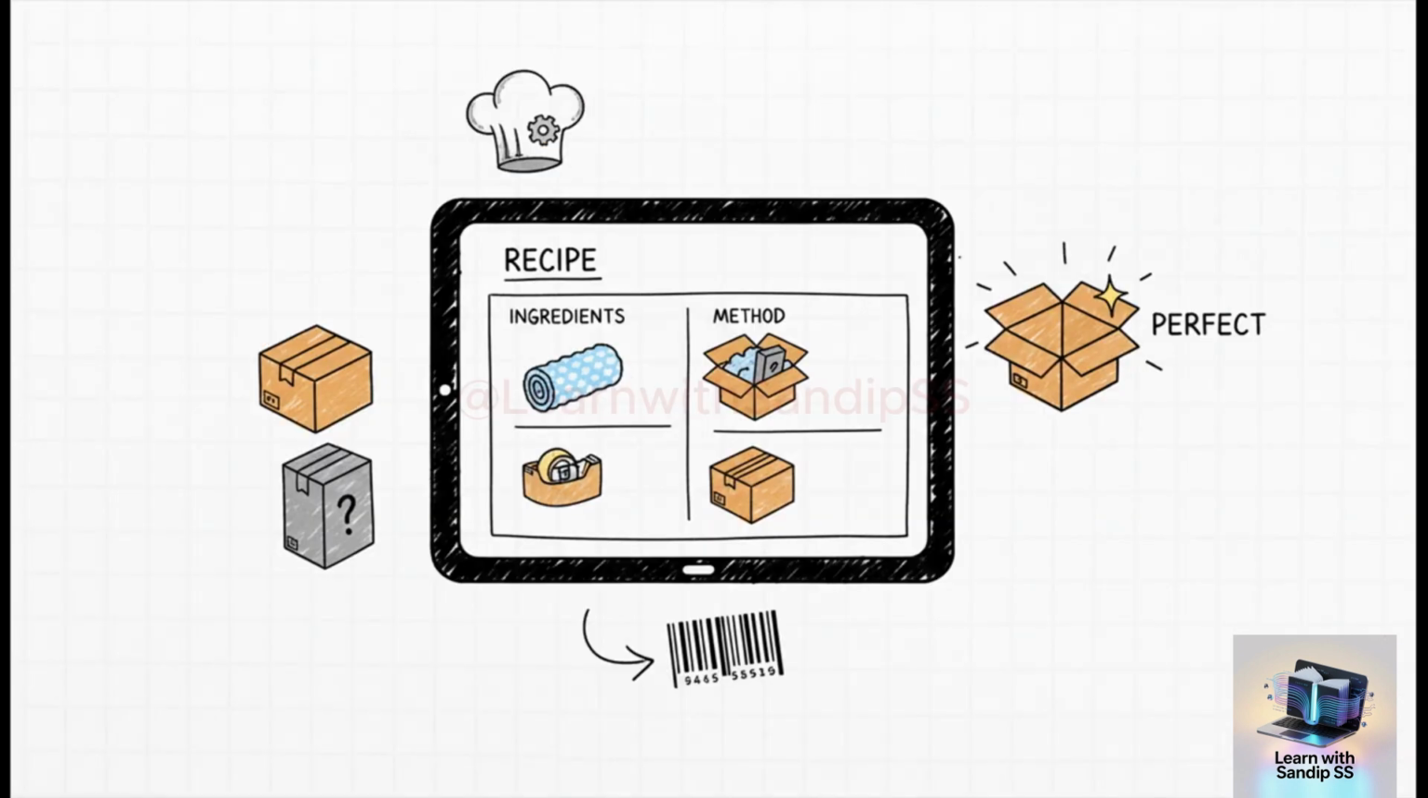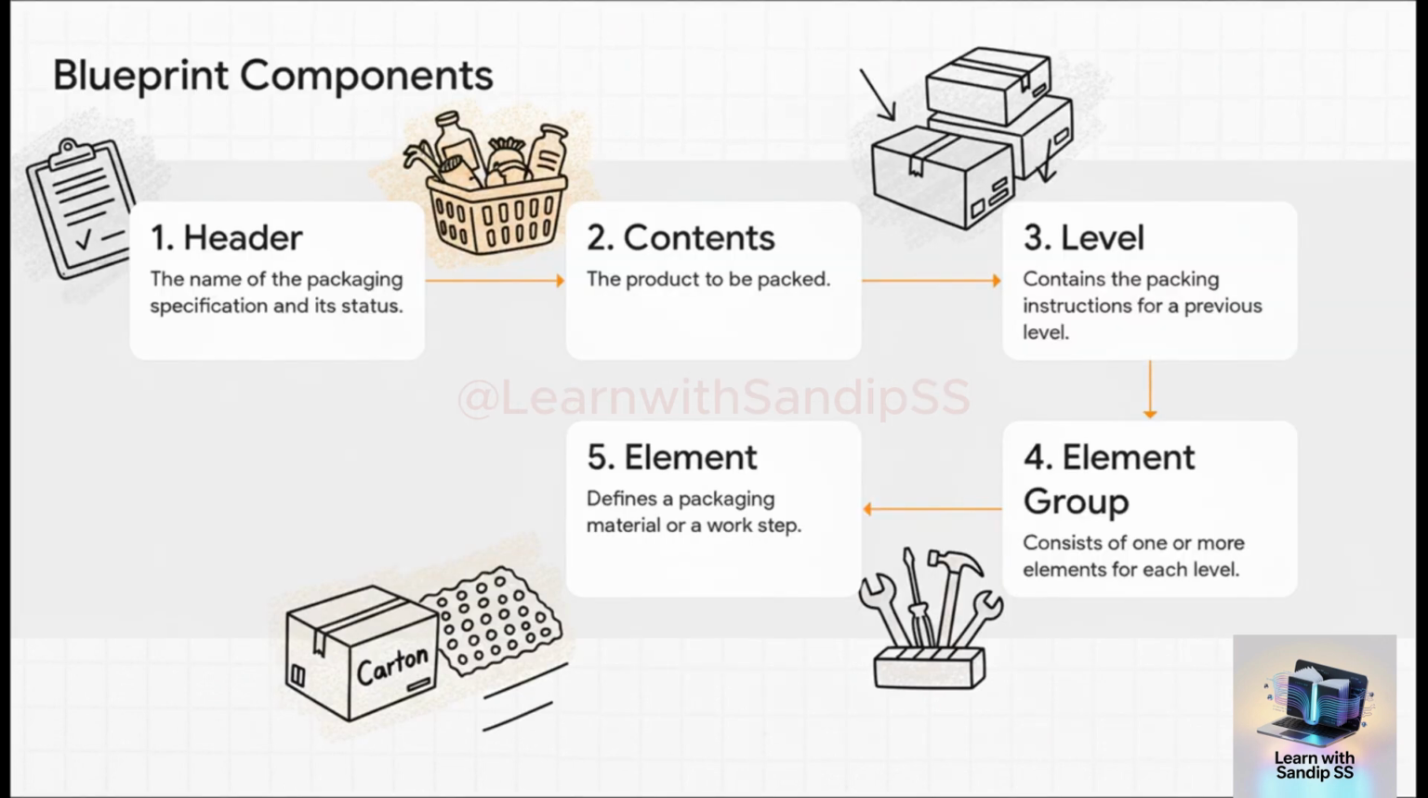An even easier way to think about it is like a digital recipe. You wouldn't try to bake a really complicated cake without a detailed recipe, would you? Of course not. A packaging specification is exactly that for your warehouse team. It's their step-by-step guide to building the perfect package, and they can do it over and over again without fail. And just like any good recipe, our blueprint has a clear structure. It's made of 5 core parts.